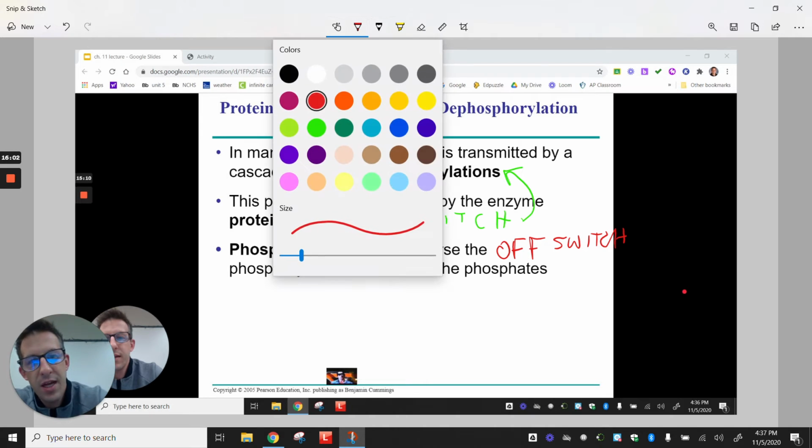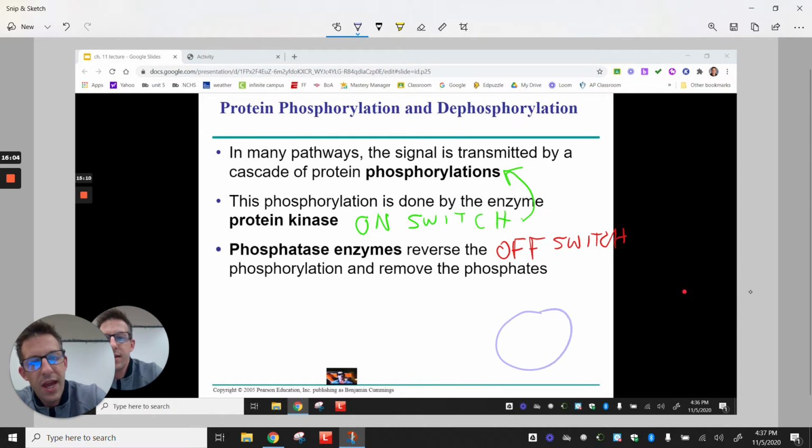So if we had a protein, there's our protein, that had been phosphorylated, like that, dephosphorylation would cause this phosphate to fall off, okay? And the enzyme that is responsible for this process occurring is called phosphatase. So those are some facts that you're going to want to make sure you remember.